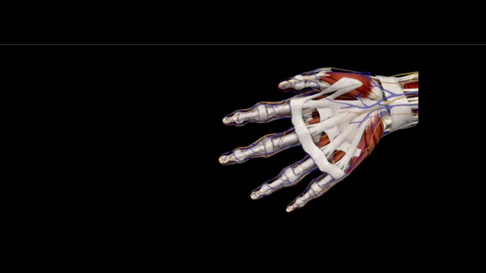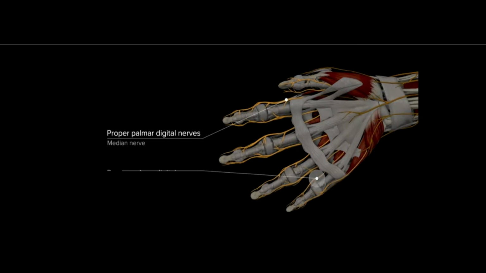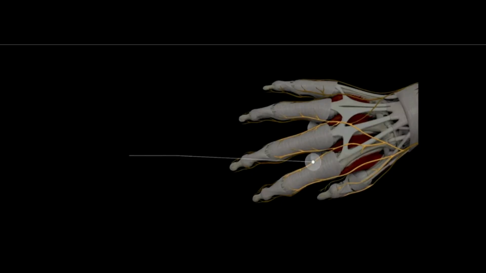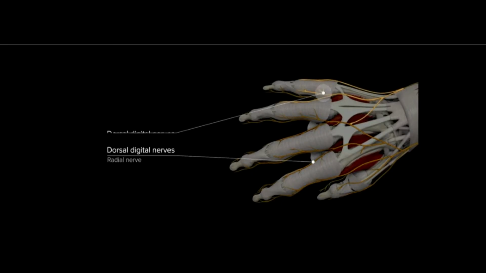Lastly, there are nerves, arteries, and veins susceptible to damage during metacarpal and phalangeal fractures. The nerves are the proper palmar digital nerves of the median nerve, the proper palmar digital nerves of the ulnar nerve, dorsal digital nerves of the radial nerve, and the dorsal digital nerves of the ulnar nerve.